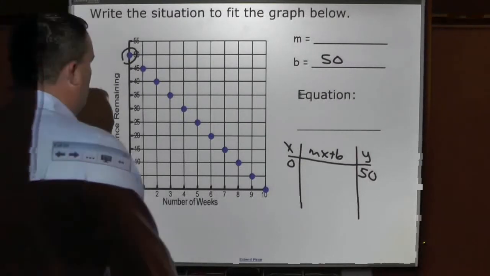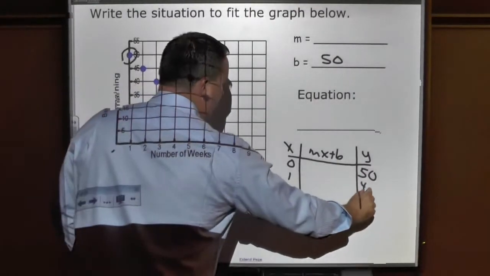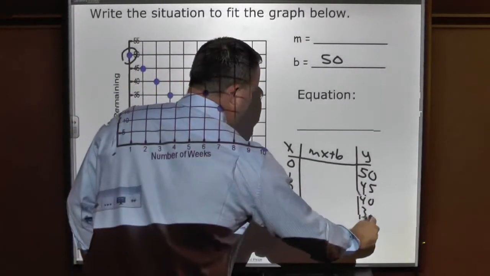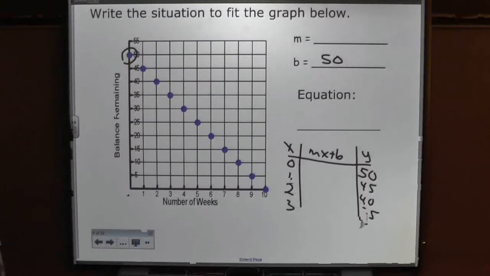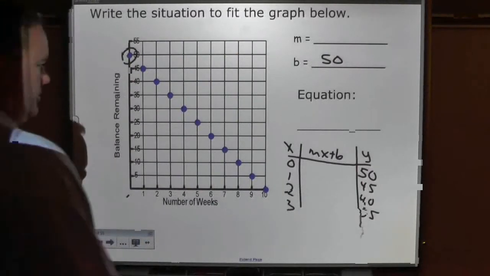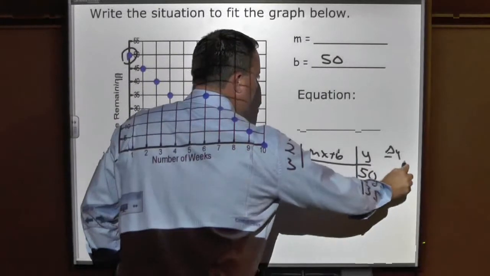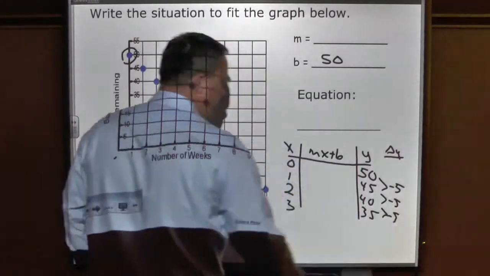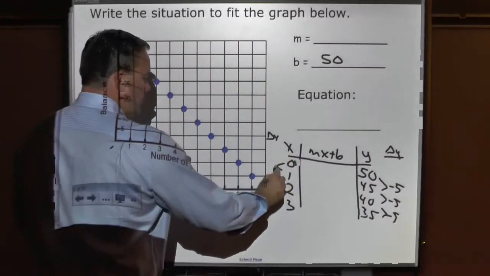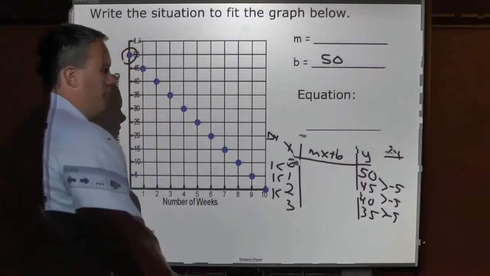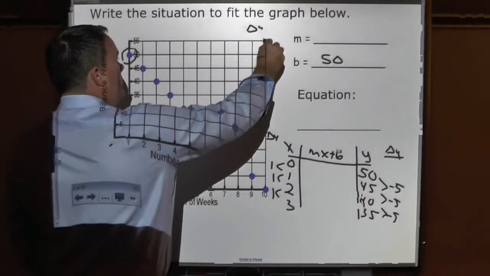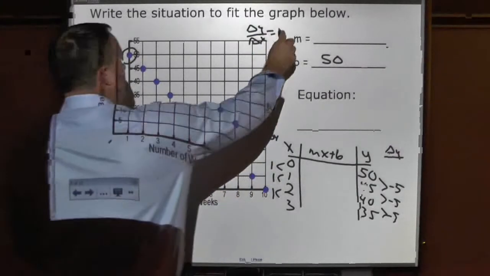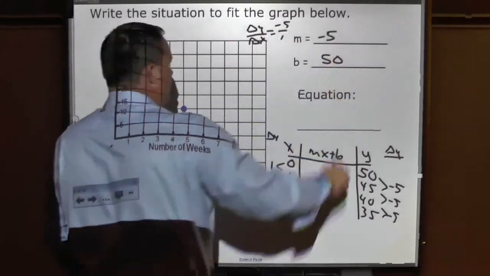Now, from there, we got a couple more points. One at 1, 45. You got another one at 2, 40. All right? 3, 35. All right? Those are plenty of points to be able to find your rate of change. And as you notice, for your rate of change, you're changing your value of y, -5, -5, -5. You're changing x, 1, 1, 1. So as we look at this, you're changing y divided by your change in x, which is your rate of change, is -5 over 1, which gives you -5.